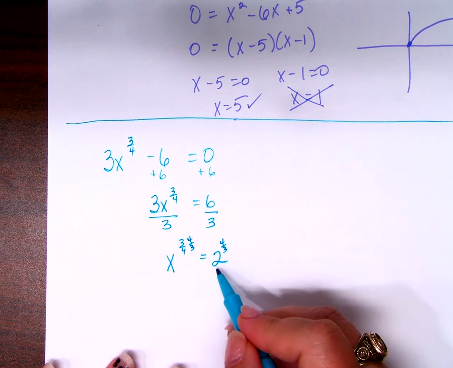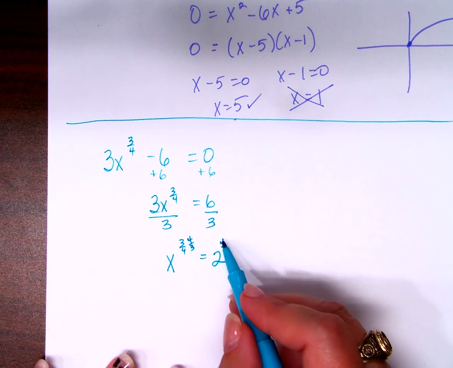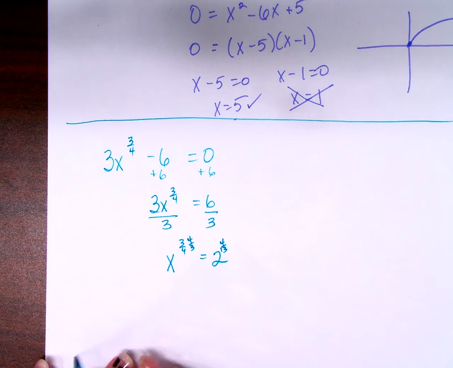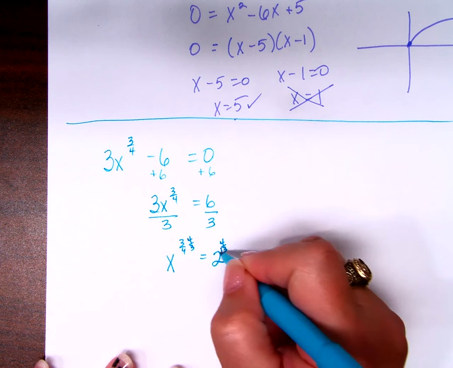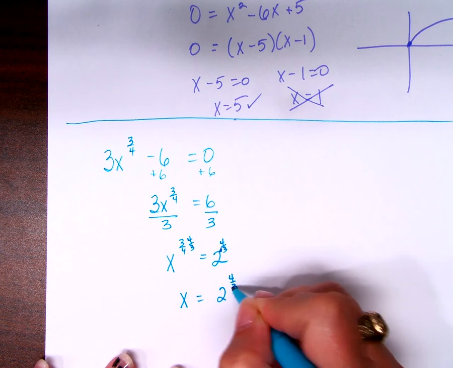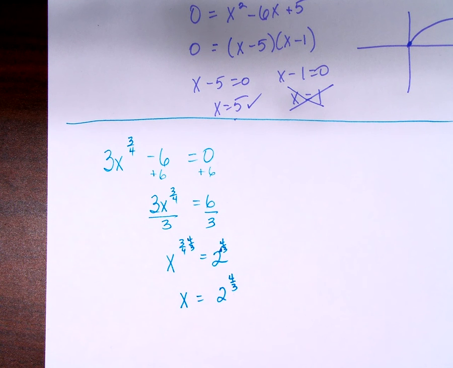Now I'm not multiplying the number 2 by 4/3. I'm multiplying the power, which is 1, by 4/3. Does that make sense? Okay. So x is going to equal 2 to the 4/3 power. Now that's not something I know off the top of my head. If I needed a decimal answer, I could certainly put that in my calculator and get a decimal answer.